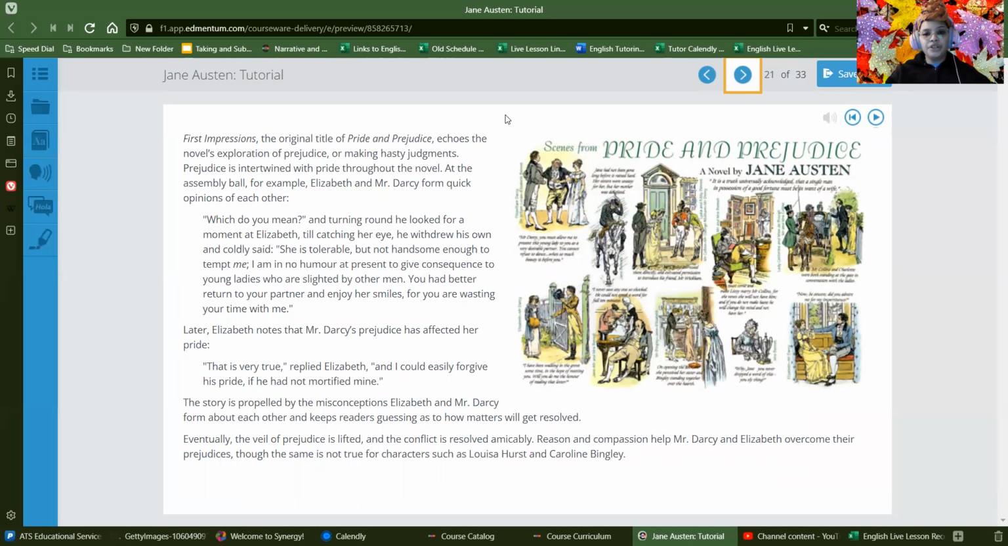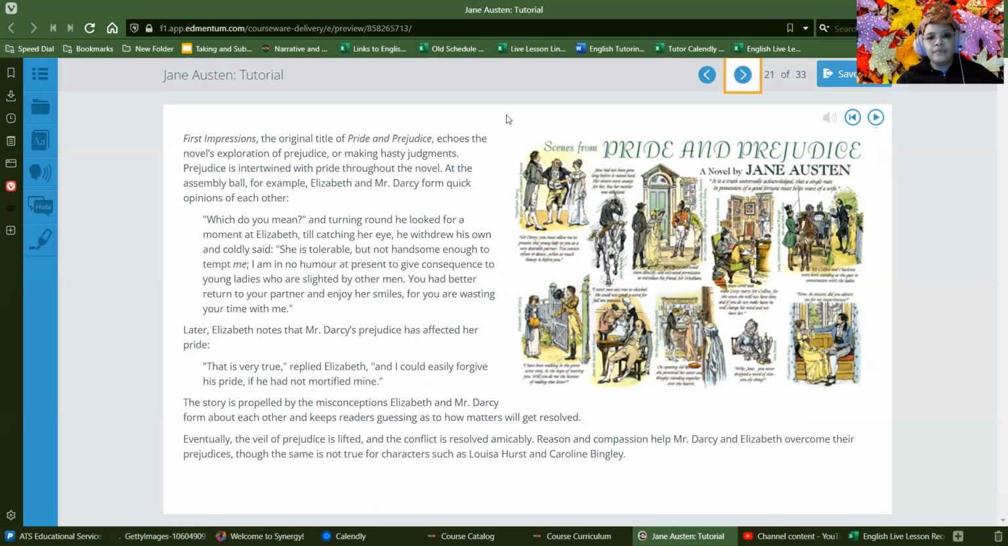They go into a little more detail here on this slide, just about the fact that the first title of the book was First Impressions and how that relates. I kind of went over this already, but they do it in a little more detail. They talk about the first impression that Elizabeth and Mr. Darcy make to each other. And they give you the example here.